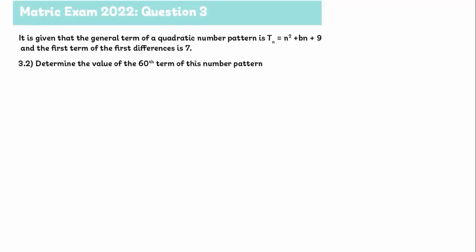We carry on with question 3. We're still working with the quadratic pattern, and 3.2 asks us to determine the 60th term of this number pattern. Before we carry on, we know that in 3.1, we proved that B was equal to 4. If that's the case, and this is the general term, we basically just have to fill out all the variables.